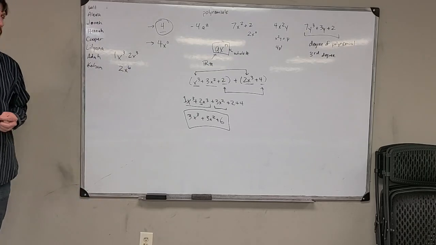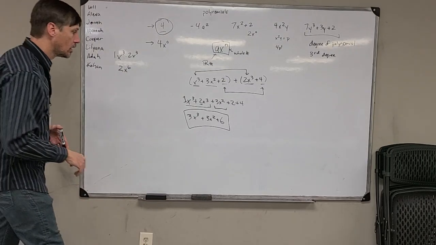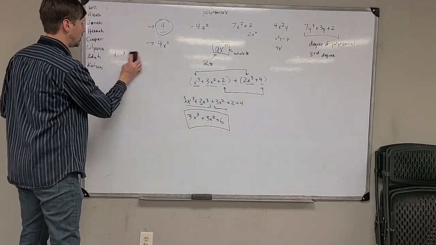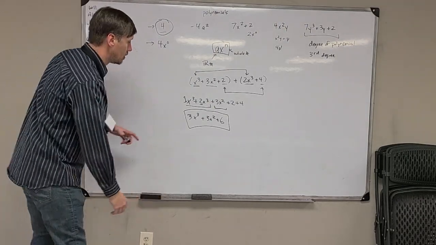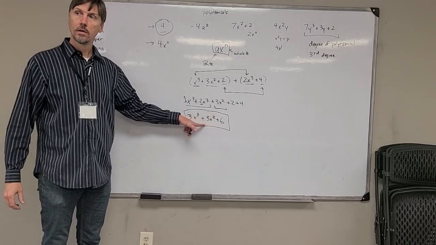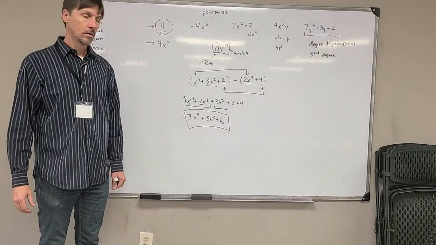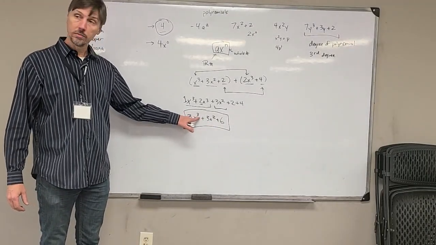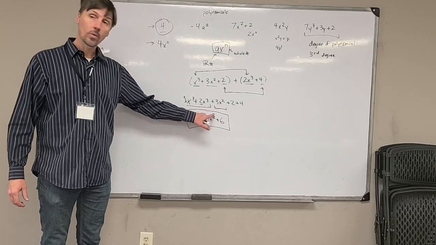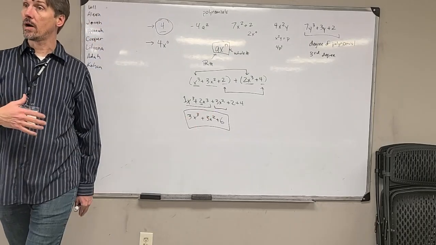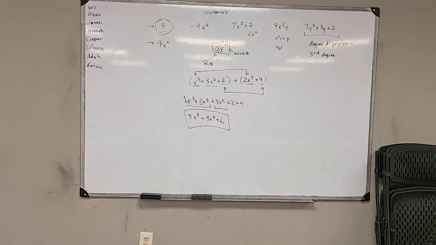Yes? Wouldn't you add those like terms at the bottom? Which like terms? The final result, are there any like terms in here? 3x and 3x. This is 3x cubed, and this is 3x squared. Oh. So they're not like terms because the powers are different on the x. Does that make sense? The variable and the power on that variable have to be the same in order for them to be considered like terms. Okay? So that's as far as we can go with this problem.